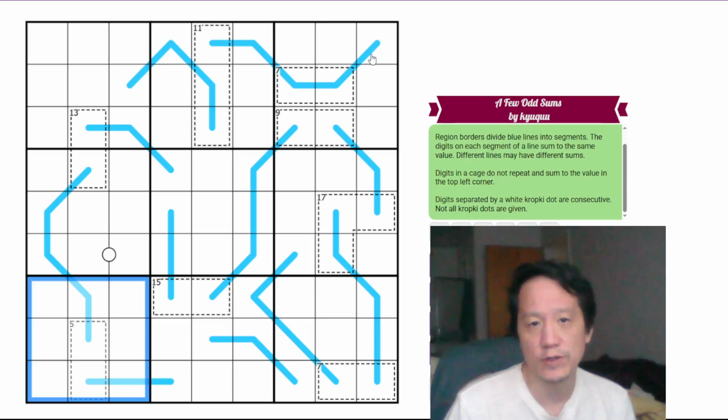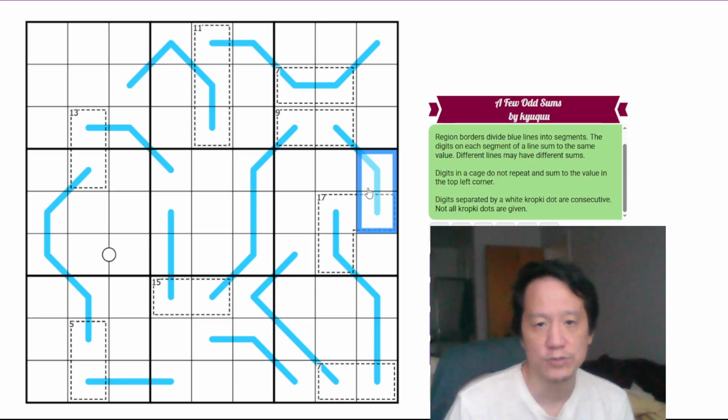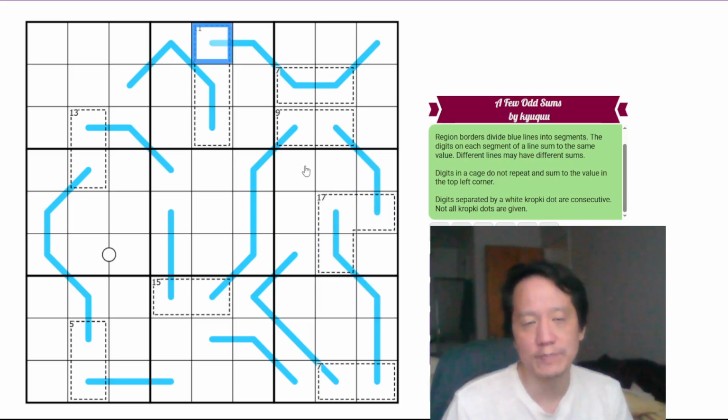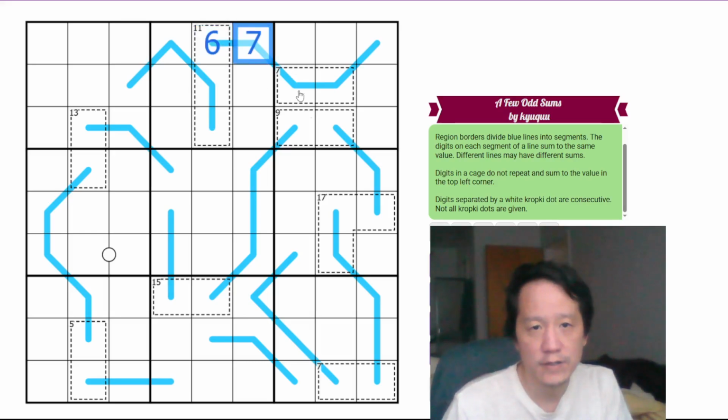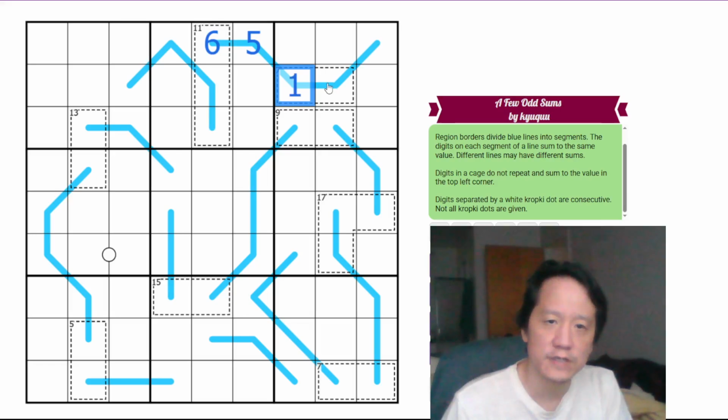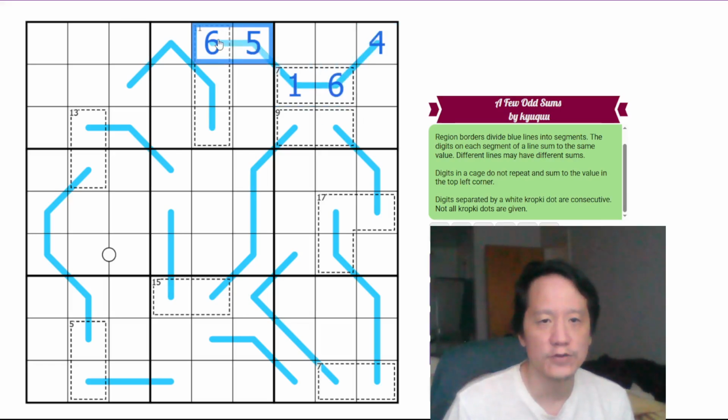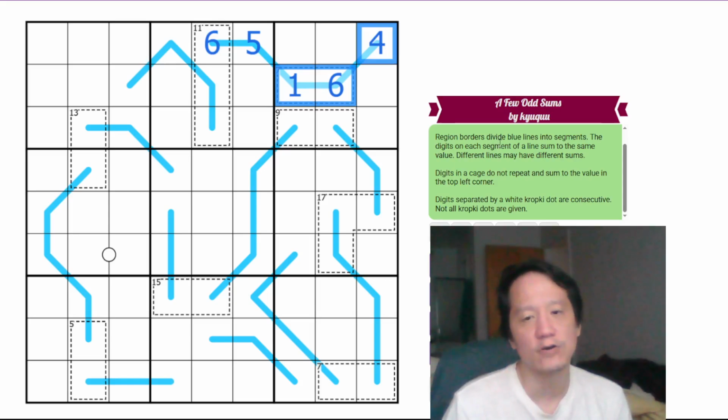So for example, these three digits must add up to what these two digits must add up to. This digit must add up to what these two digits must add up to, etc. So as an example, we could have something like 6 and 5. And this is, say, 1, 6, and 4. And this works because these two digits add up to 11, and these three digits add up to 11 also. So therefore, these segments add up to the same sum. That's an example of how region sum lines work.